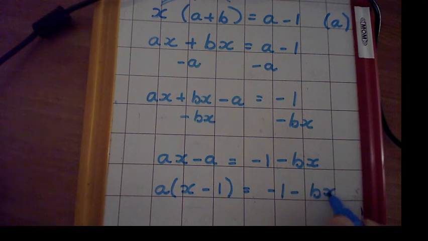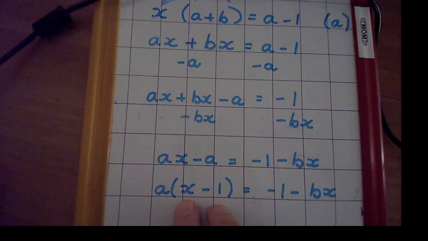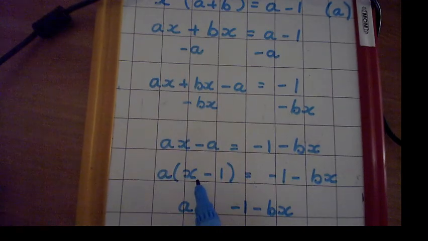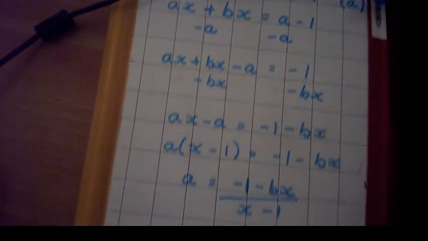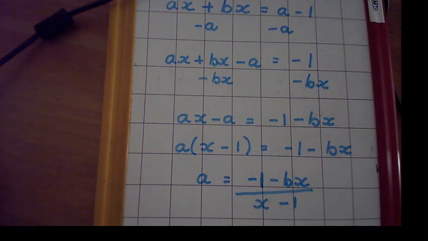Nothing's changed. Now remember, we were after a on its own, so I want to get rid of this x minus 1. Well, something in a bracket means multiply, does it not? So the opposite of multiply is divide. So I'm going to divide both sides by x minus 1. When I divide this side by x minus 1, the x minus 1 vanishes. When I divide the other side by x minus 1, it goes to the bottom. So my full answer is a is equal to minus 1 minus bx over x minus 1.